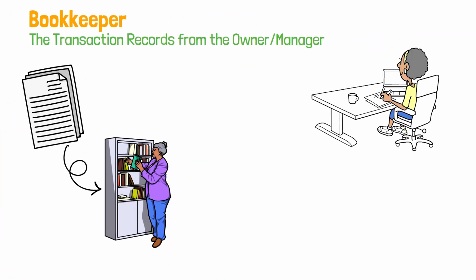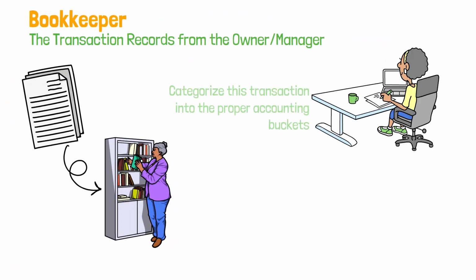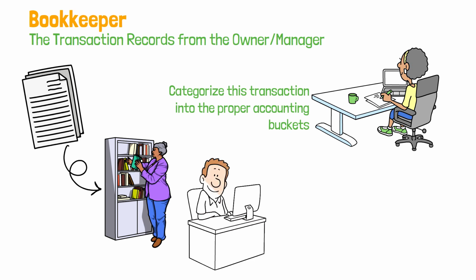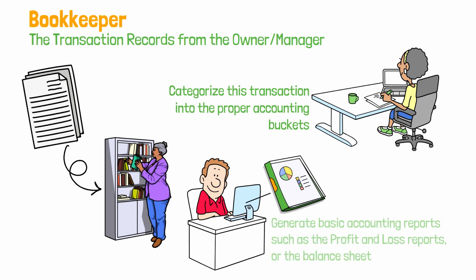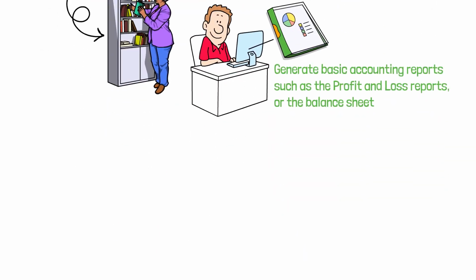Thirdly, the bookkeeper will proceed to categorize these transactions into the proper accounting buckets and check for accuracy of the entries. Finally, after checking that the records are entered and categorized correctly, the bookkeeper can generate basic accounting reports such as profit and loss statements or balance sheet reports, which the owners and managers of the business can use to understand the state and performance of the business.